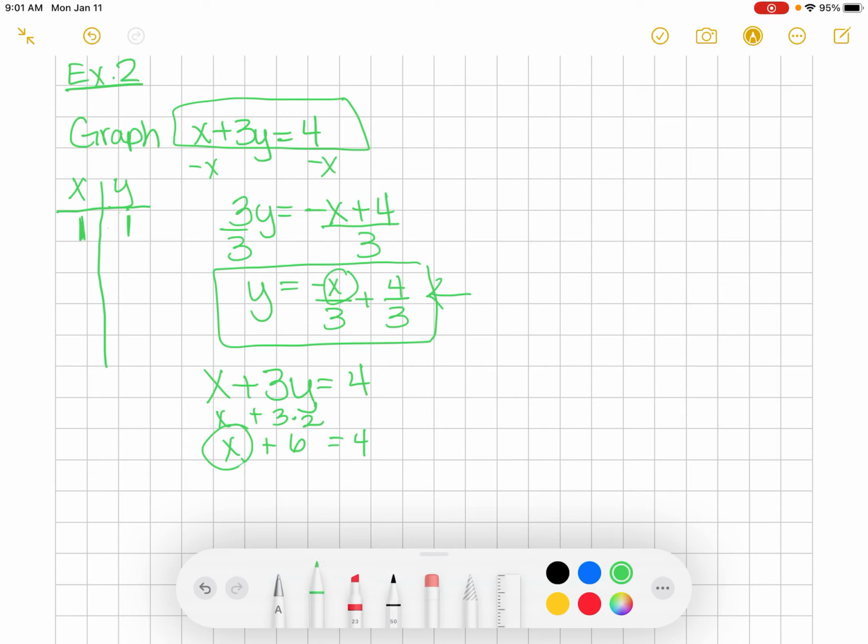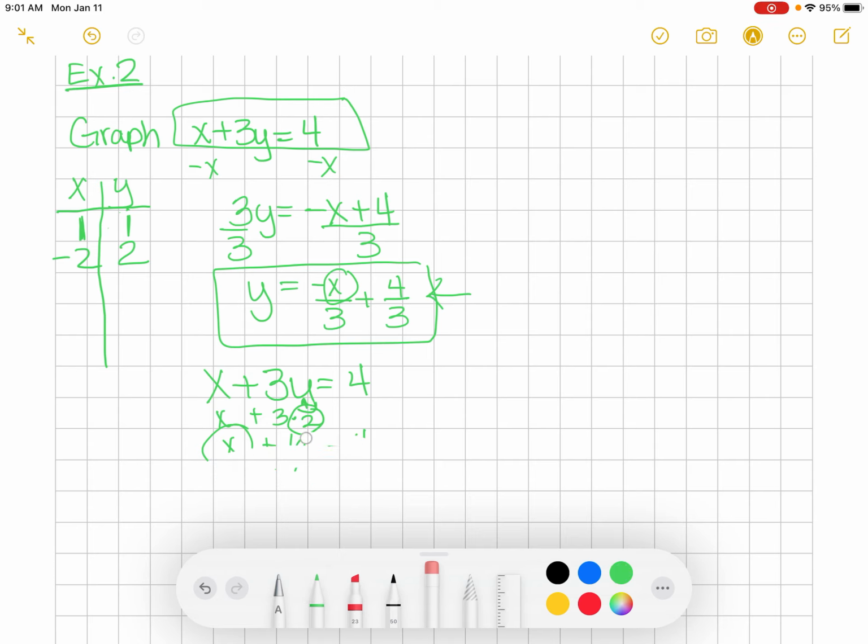Okay, first I'm going to put my y. Remember, it was 2. I'm going to put it up here so that I don't accidentally put 6. Remember, y was 2. Okay, so x will be negative 2, right? So negative 2 plus 6 is 4.